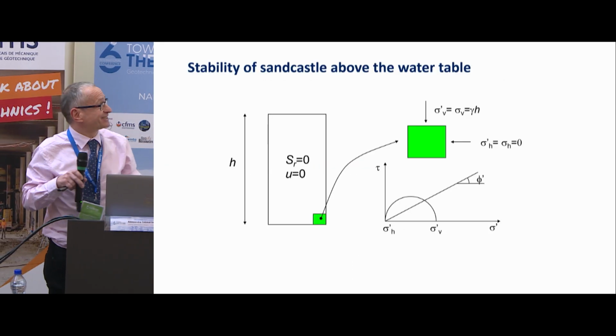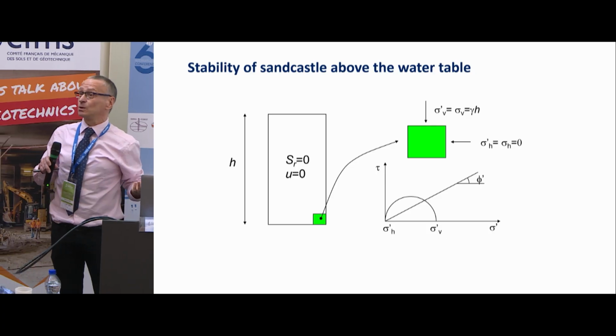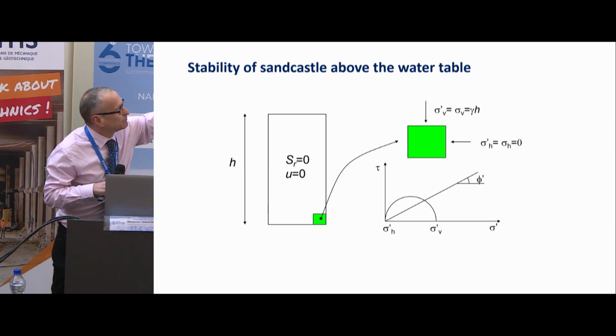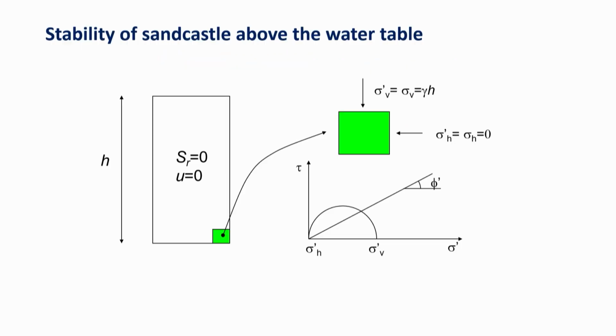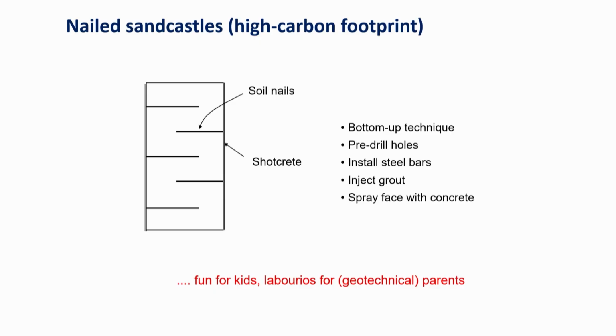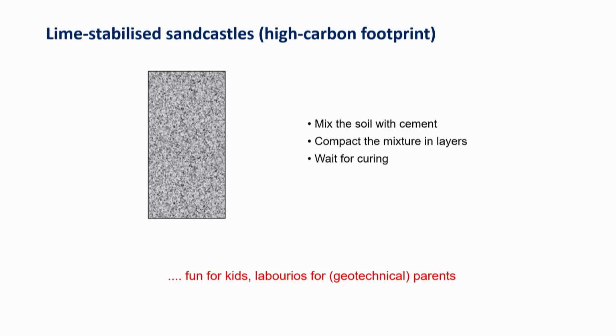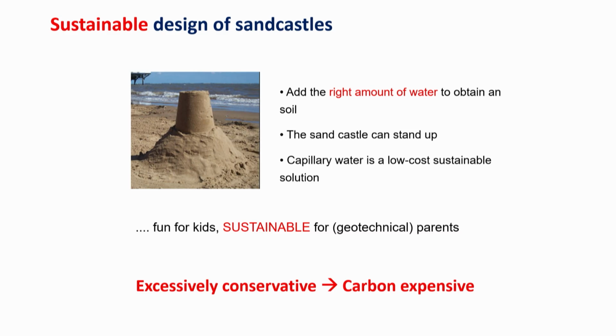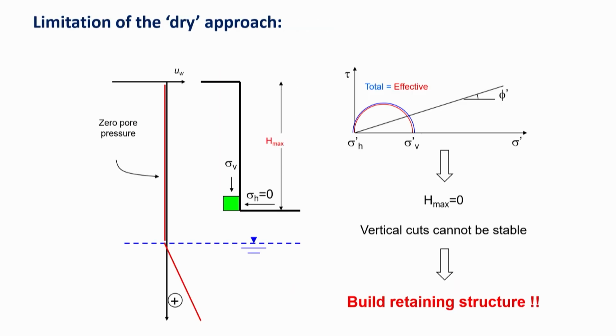No, you cannot build a sandcastle. That's a sandcastle, it is above the groundwater table. So what we do, zero pressure, right? So the Mohr circle in terms of total stress coincides with the one in effective stress. No way. So if you are a geotechnical engineer, nail sandcastles, carbon footprint, lime stabilized sandcastle, geotextile, Jorge will be happy. And you know the story, of course. So excessively conservative can be carbon expensive. So something to have a thought about.